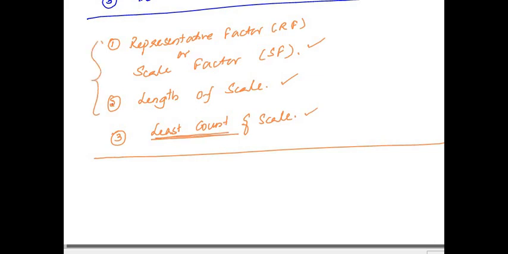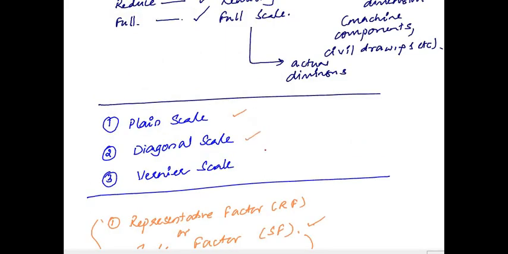Most of this will be given in the problem itself, like the least count of the scale. And these 2 will be given in different ways. They will not directly mention sometimes, particularly the representative factor will not be given directly. They don't say in a problem the representative factor of the scale is so and so. It will be given indirectly. We have to calculate the representative factor. Once we get the representative factor, we can find the length of scale. We will see these things first, and then we will go to the construction of plane scales, diagonal scales, and vernier scales.